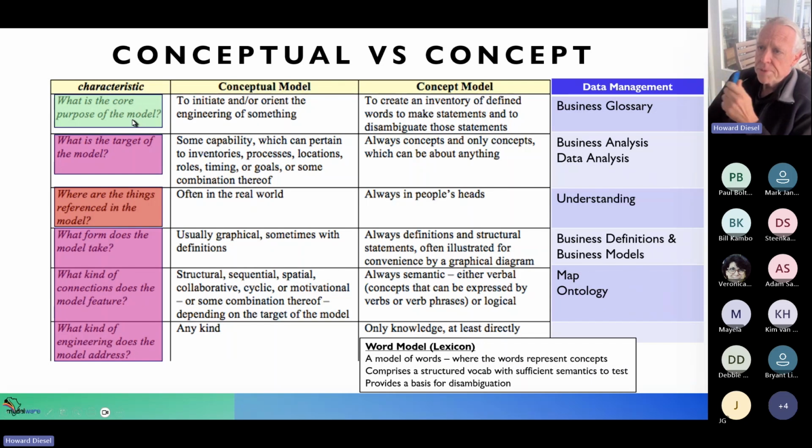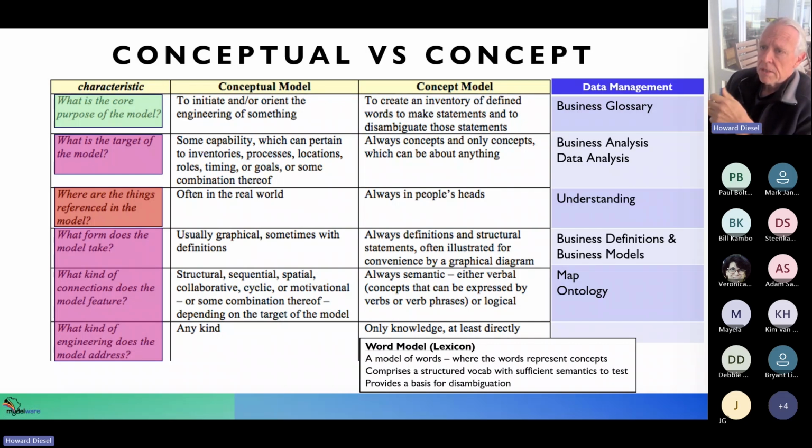So what's the core purpose of a conceptual model? That's to initiate engineering. Okay, so we have a conceptual model or the design, and remember in the Zachman, where we go from architect to engineer, that would be the logical model step. That's when we initiate that engineering. All right, so this is the conceptual model, and as a concept model, it's to create an inventory of defined words. So this is your word model.